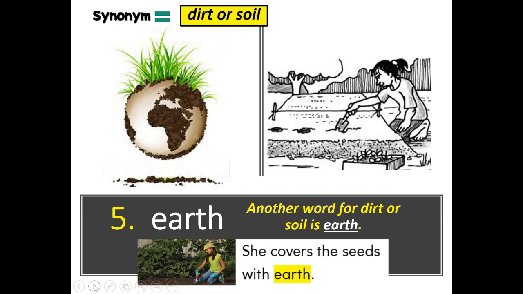She covers the seeds with earth. You could also say, she covers the seeds with soil, or she covers the seeds with dirt. How do I use it? The earth in the garden is very good for growing plants. What grows in the earth near your home? You could also say the soil in the garden is very good for growing plants. What grows in the soil near your home? Or what grows in the dirt near your home?